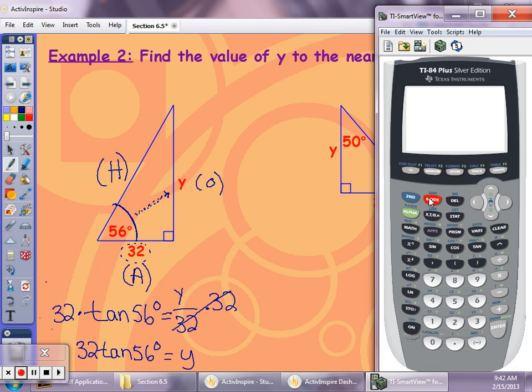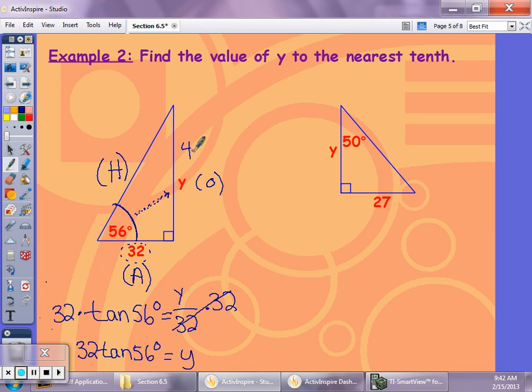So we're going to type in 32. We're going to hit the tangent key, which is to the left of the caret. We're going to type in 56, close our parentheses, and then we can evaluate by hitting enter. So to the nearest tenth, the value of y is going to be 47.4.